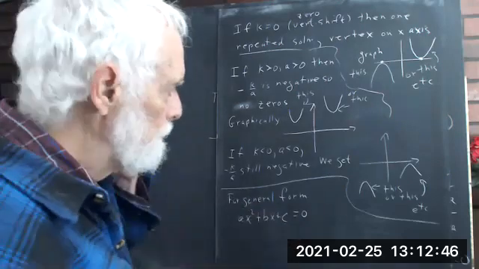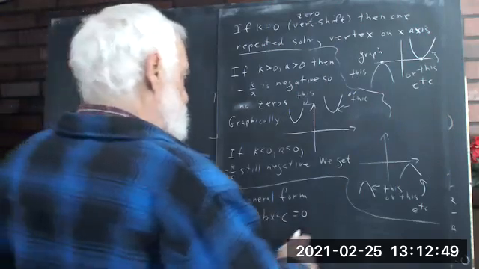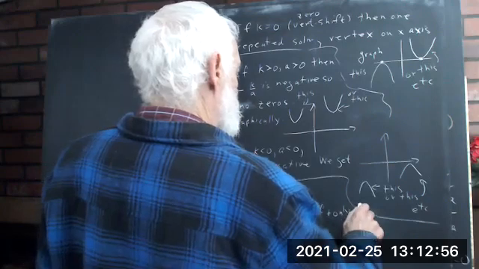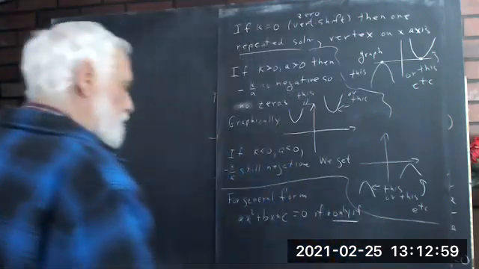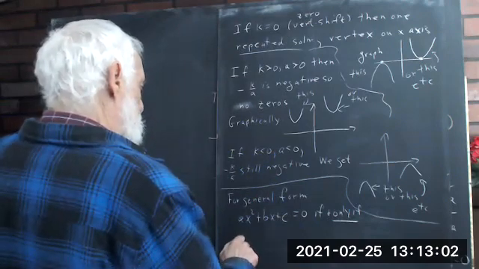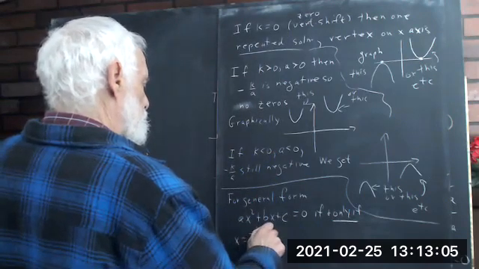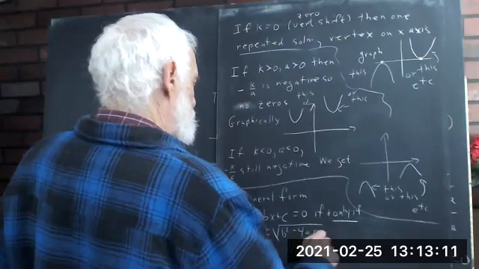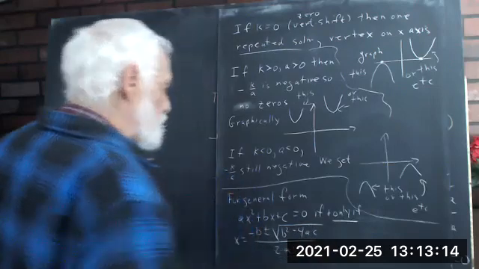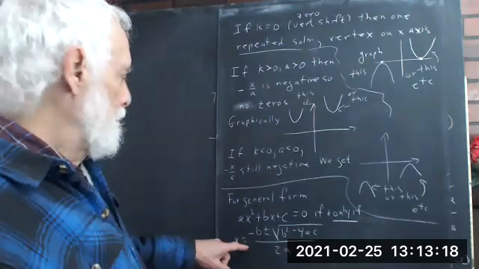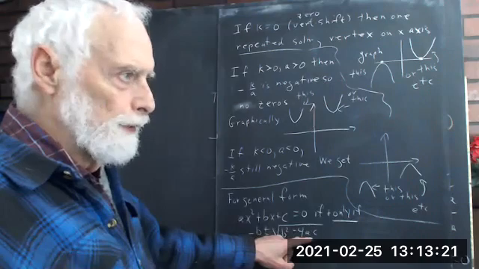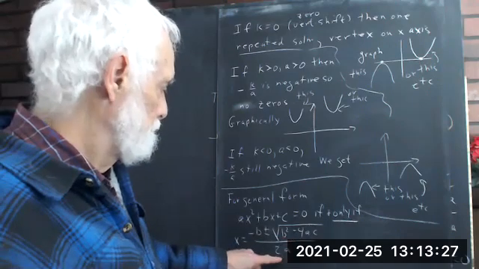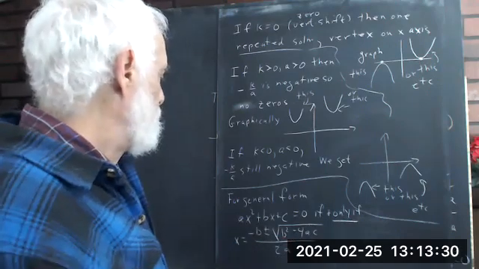You're going to get 0 if and only if x equals negative b plus the square root of b squared minus 4ac all divided by 2a, or b minus this square root all divided by 2a.